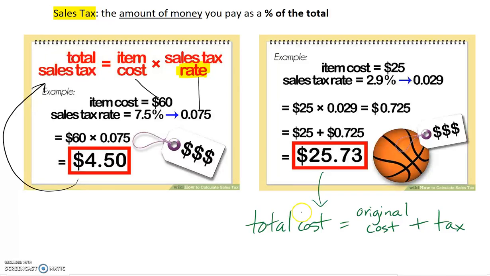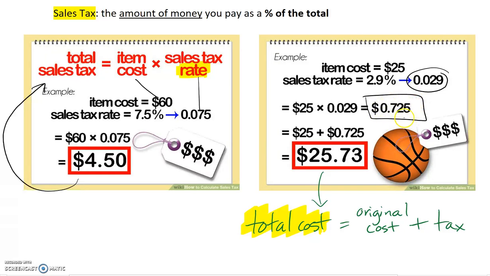Now, what if someone told you, I don't want the total sales tax, I want just the actual total cost? Well, to do that, we would need the original cost plus the tax amount. So let's just take a look at a problem like that. Here, item cost is $25, sales tax is 2.9%. We write it as a decimal, and we multiply them, and we get $0.725. Now, is that an actual dollar amount that we talk about? Well, not really, but following these rules, it is. So what we're going to do is round up.